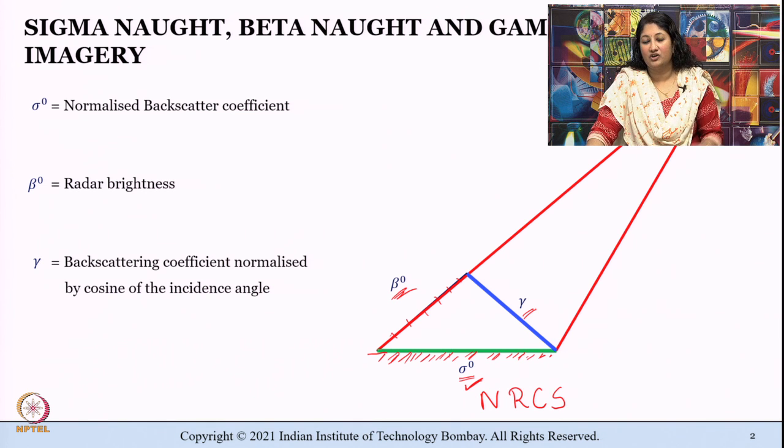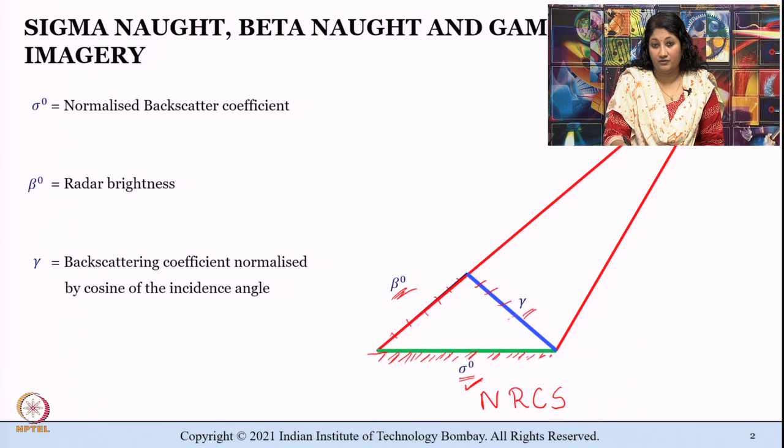Now, coming on to gamma. As we already discussed, it is a backscattering coefficient normalized by the cosine of the incidence angle. Please note that as detailed in the diagram, gamma uses the projected area along the line of sight, and gamma is suitable when considering volume scatterers such as forests.